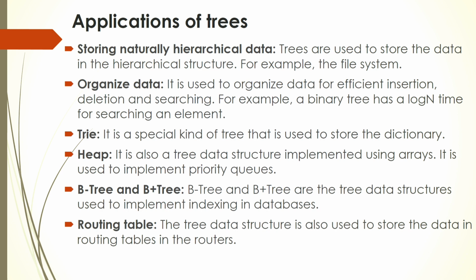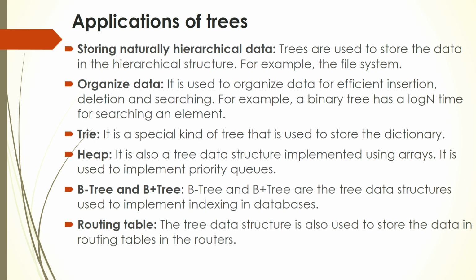Then organized data. It is used to organize data for efficient insertion, deletion and searching. For example, a binary tree has log n time for searching an element. Then comes the trie. It is a special kind of tree that is used to store the dictionary. It is a fast and efficient way for dynamic spell checking. This one, trie, was also new to me when I was an engineering student, right? It was also a new concept for me when I was writing this PPT.